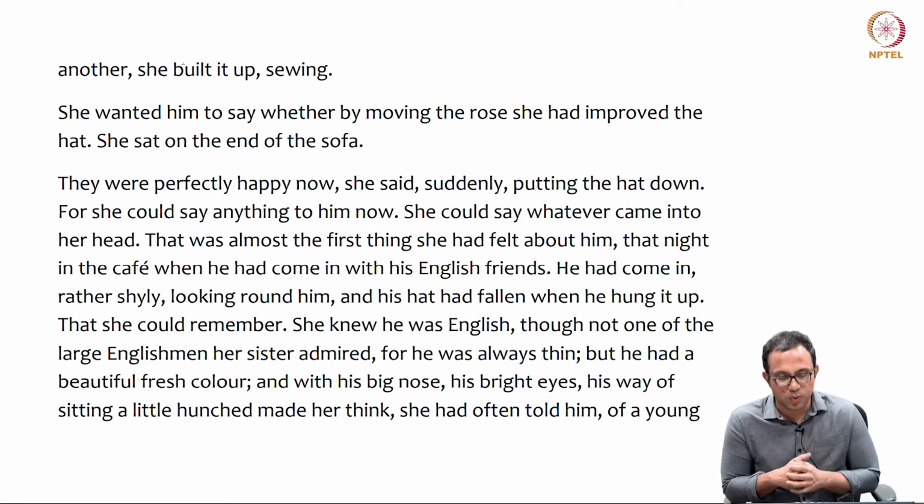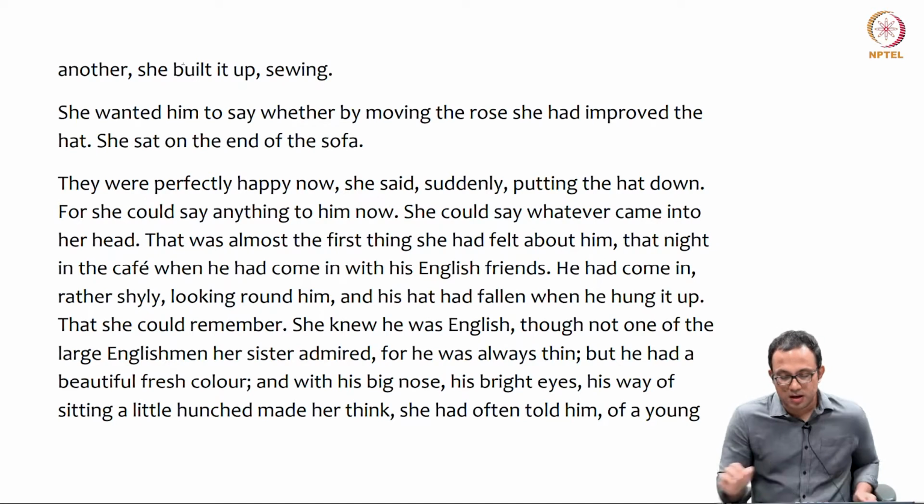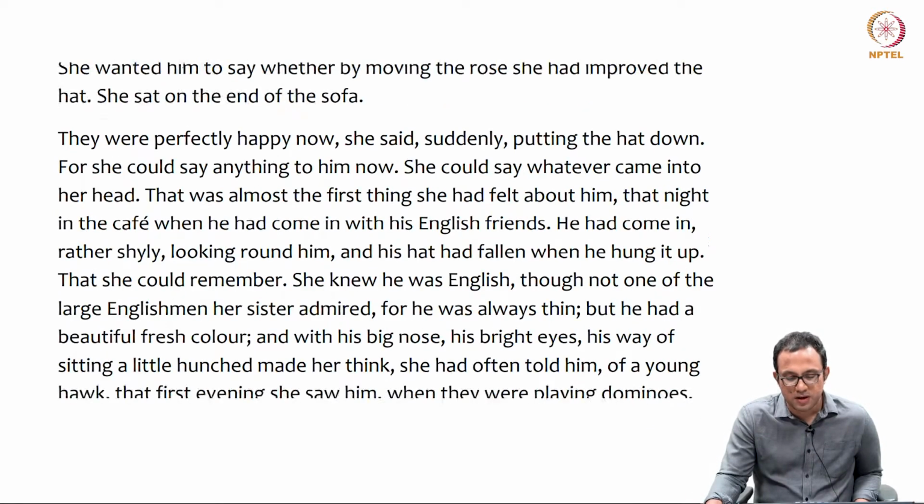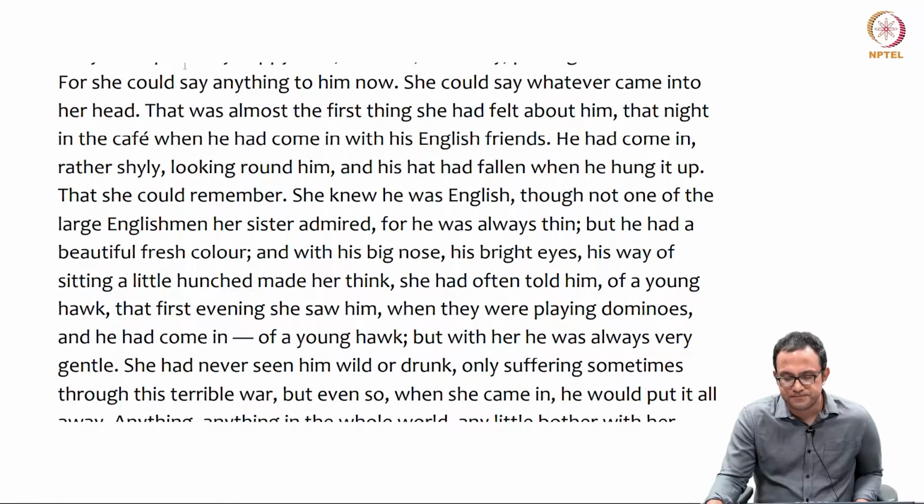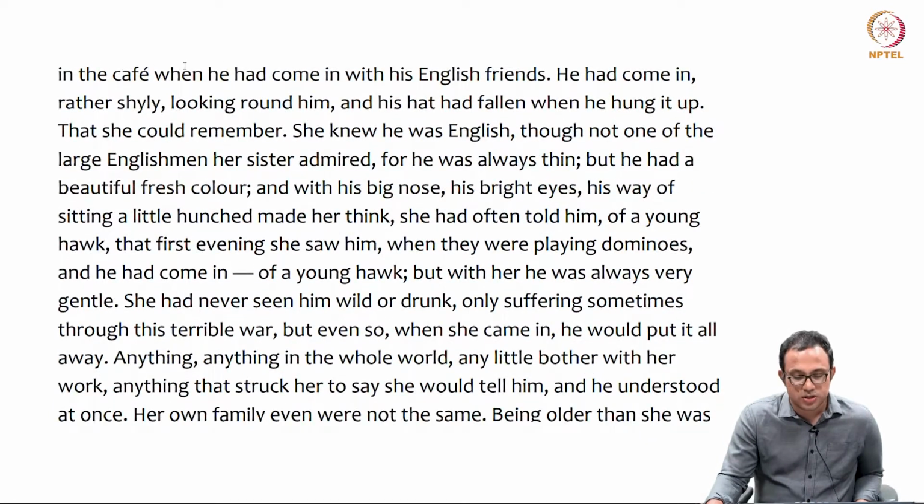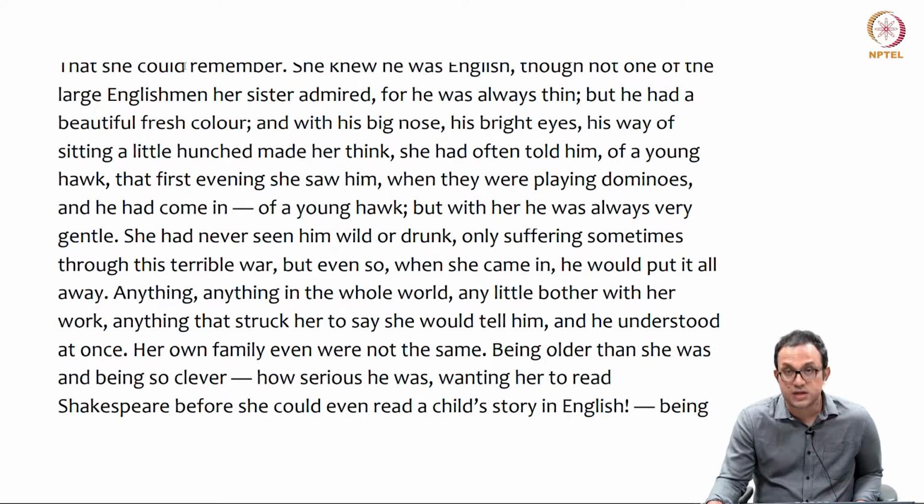The first night in the cafe where he had come in with his English friends. He had come in rather shyly, looking around him, and his hat had fallen when he hung it up. That she could remember. She knew that he was English, though not one of the large Englishmen her sister admired. But he was always thin, but he had a beautiful fresh color. And with his big nose, his bright eyes, his way of sitting a little hunched, it made her think, she had often told him, of a young hawk. That first evening she saw him when they were playing dominoes, and he had come in. But with her, he was always very gentle.